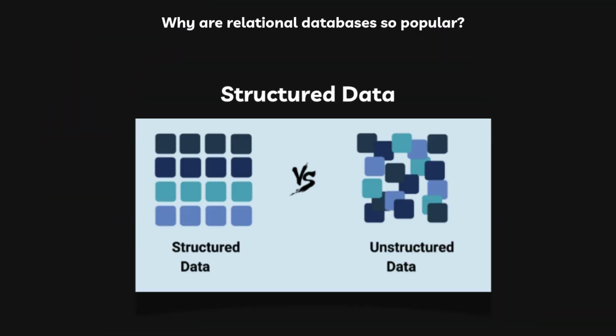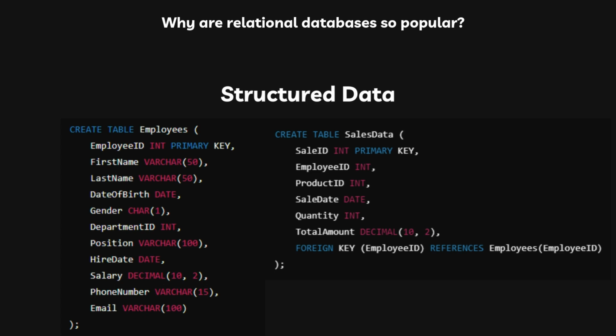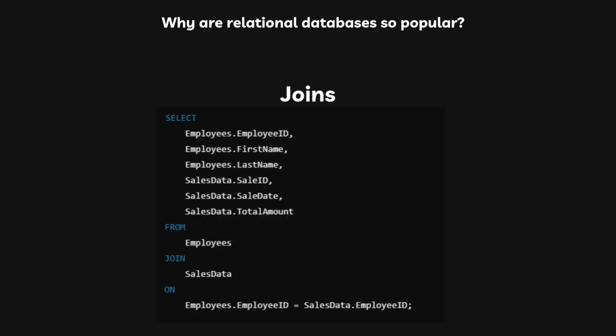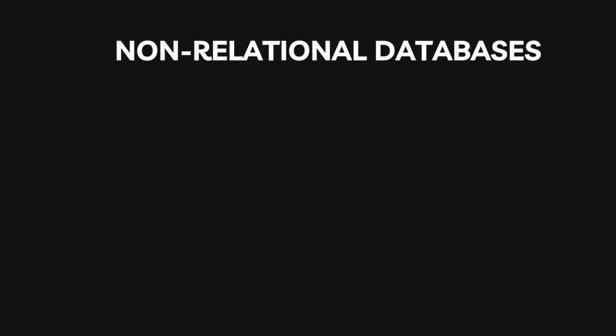Another reason for their popularity is their structured data. Relational databases work best when your data is highly structured. Think of data like employee records or sales data where everything follows a consistent pattern. Another reason is the ability to perform joins, which means you can easily pull related data from different tables in a single query. Now let's talk about non-relational databases, or what they refer to as NoSQL databases.